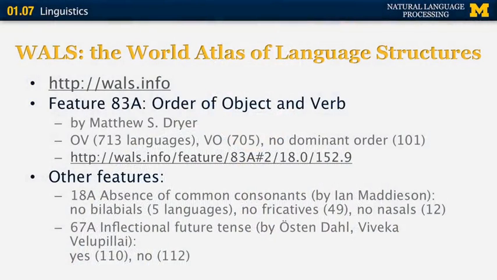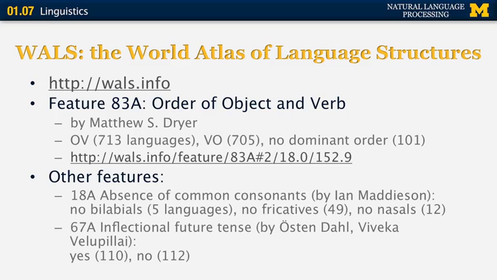So one website that I would recommend for you is WALS, the World Atlas of Language Structures. It's available online at wals.info. It's a relatively recent project that covers several hundred languages and almost 200 features. The features include things like the order of the object and the verb. It turns out that object precedes verb in 713 languages in the database. Verb precedes object in 705 cases, and 101 languages don't have any particular dominant order.